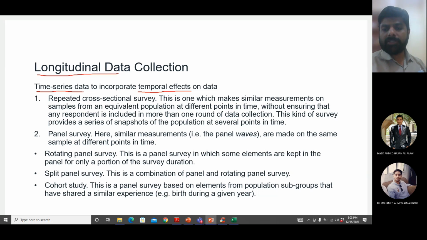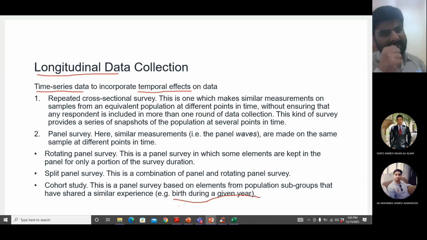Elements from population subgroups that have shared similar experience. Cohort. Okay, so cohort meaning the panel consists of a group which has something in common between them. For example, they have mentioned that people belonging to the same age. So the entire panel is made up of people which have the same age. This is the cohort study. Okay, so in the cohort study, the people in the panel have something in common.